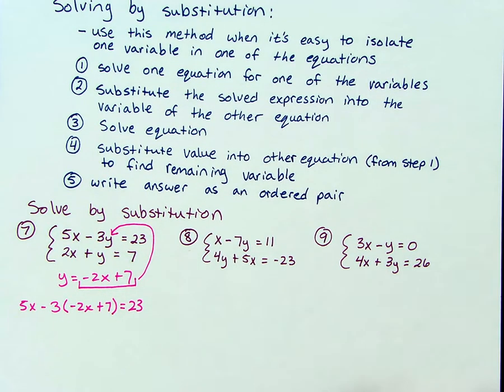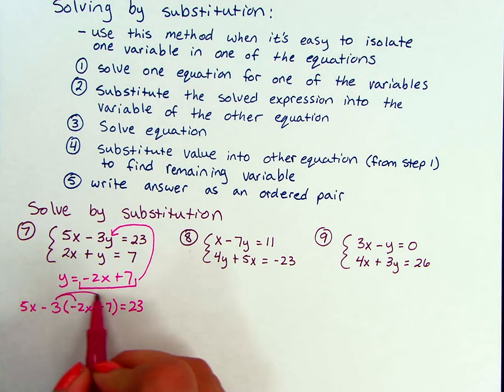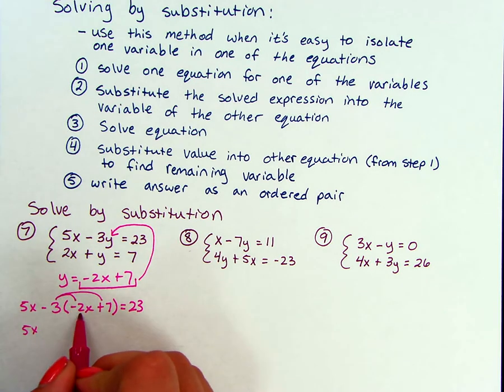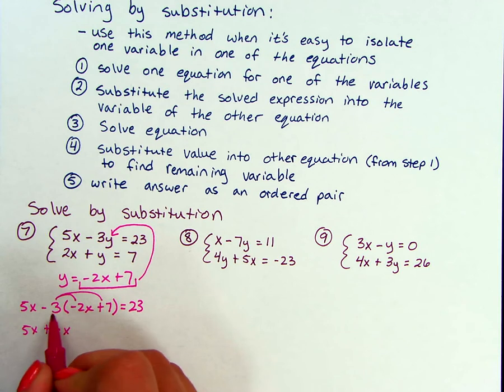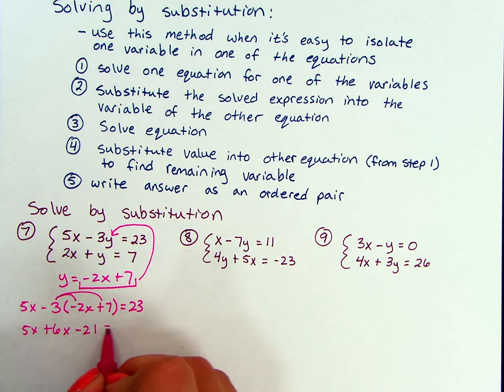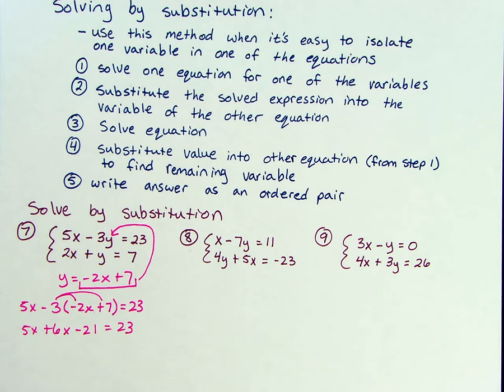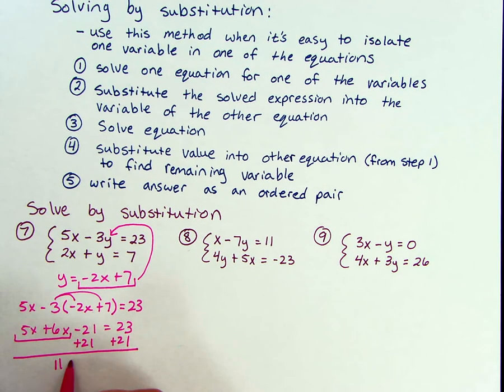Okay. So now when I look at that, I have an equation with just x's in it. So that means that I'm just solving for x now. So I'm going to start by distributing. Negative 3 times negative 2x is a positive 6x. Negative 3 times 7 is negative 21 equals 23. So I'm going to combine like terms. So we're combining 5x and 6x. And at the same time, I'm going to add 21 over to the other side. So I would have 11x equals, and then 23 plus 21 is going to be 44. Divide by 11, and x is 4.